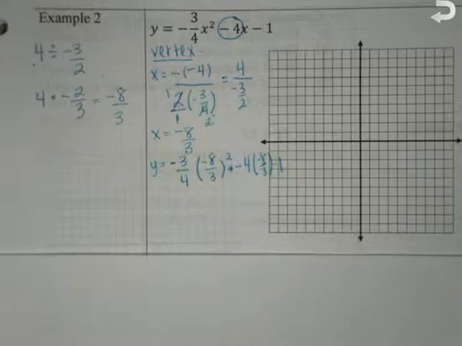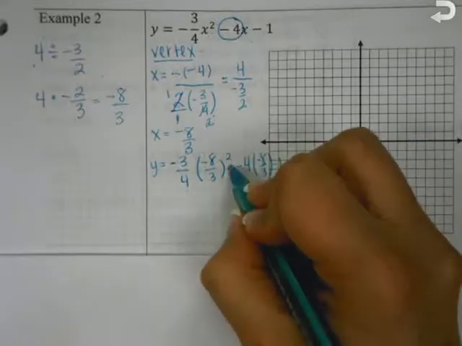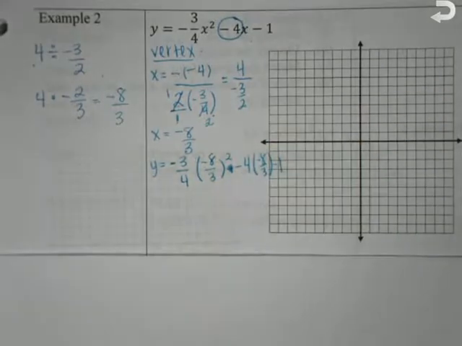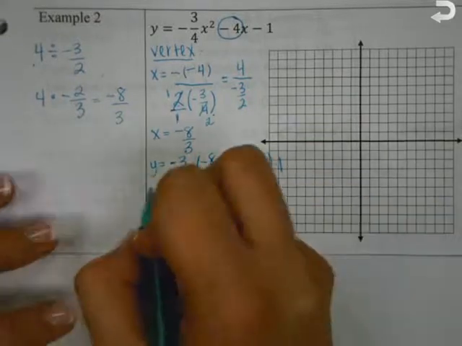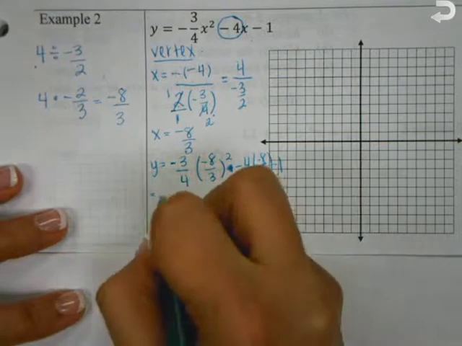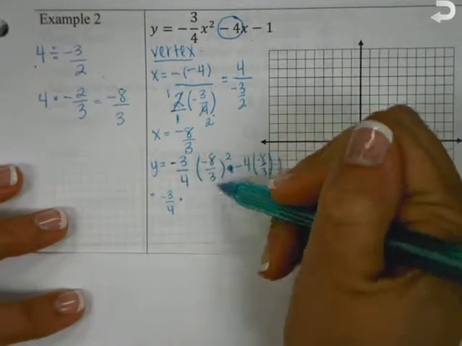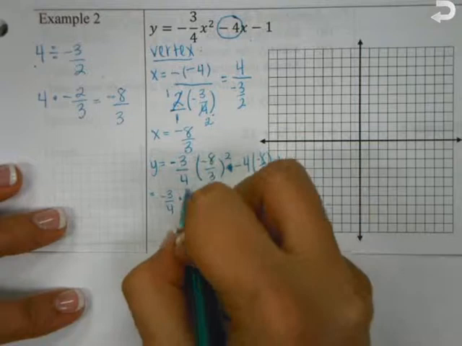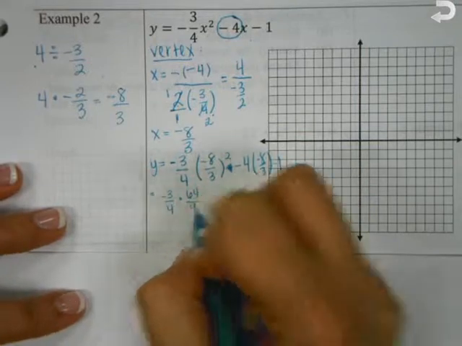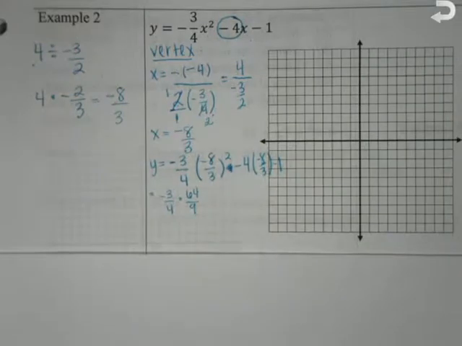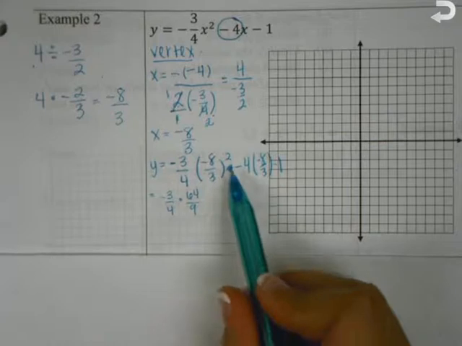Okay, let's simplify. This is -3/4 times (-8/3) squared, which gives me 64/9. Wait, wouldn't you cross it? Not yet, you have to do the exponents first. Oh. -4 times -8/3, that's plus 32/3 minus 1.